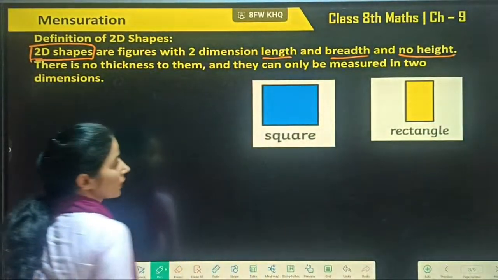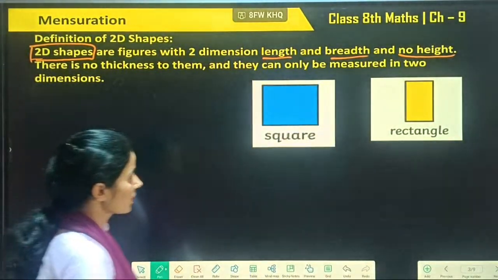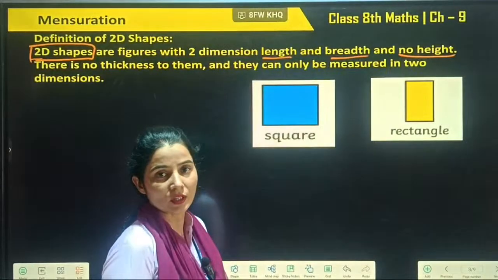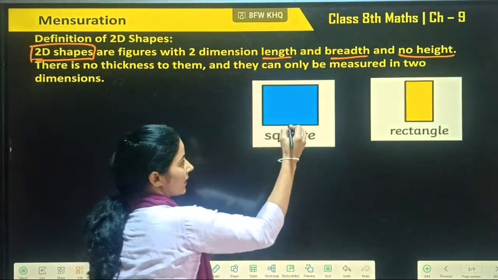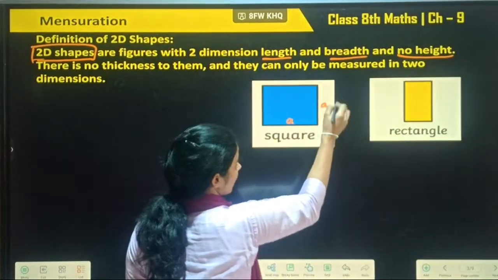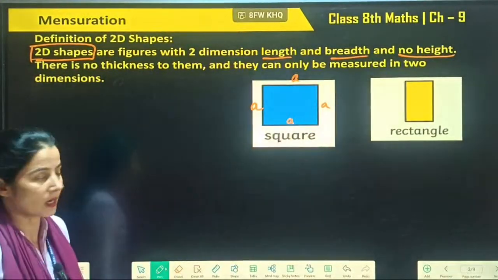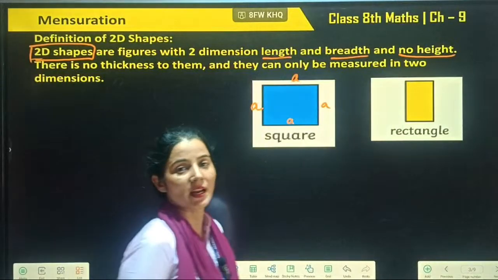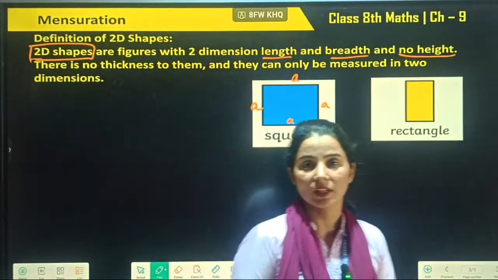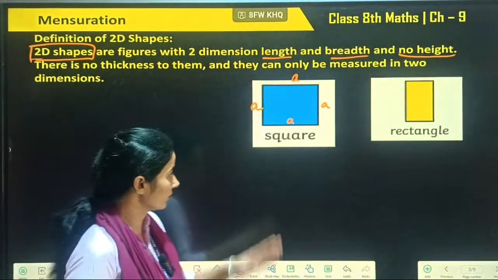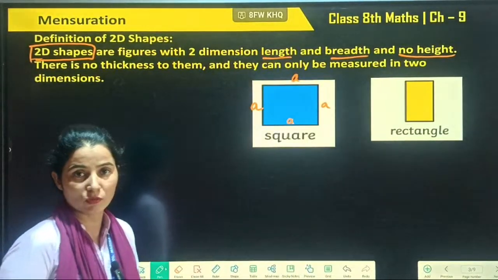This square and rectangle, let us consider what is the property of a square. A square contains all sides equal. If it is A, then it is also A, and A. All sides are equal. Diagonals are equal and bisect each other at 90 degrees. Each angle is of 90 degrees. These are some properties of the square.